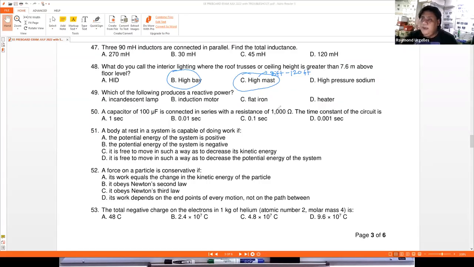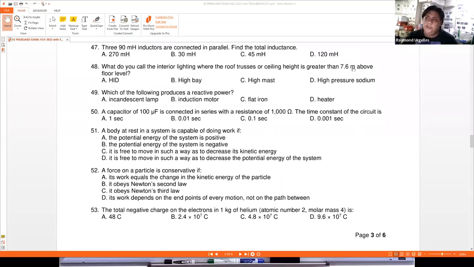So kaya siya mast, diba? So okay, parang sa mga pole, as compared sa bay, which is interior. So kaya dito, dun pa lang sa fact na interior lighting ito, sala na ang sagot natin dito sa highway. And again, kung isasama natin yung sa definition, diba?